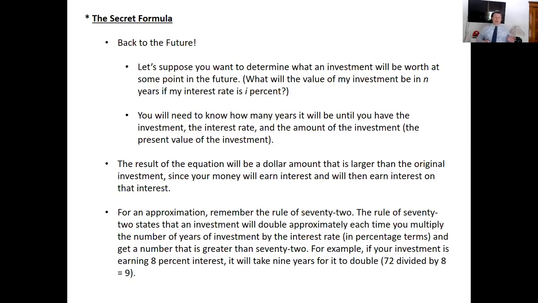So for an approximation, you should remember the rule of 72. And this is a great financial rule. The rule of 72 states that an investment will double approximately each time you multiply the number of years of investment by the interest rate in percentage terms and get a number that is close to 72. For example, if your investment is earning 8% interest, it will take 9 years for it to double. 8 times 9 is 72. So that's a very simple mathematical way of trying to gauge how much money I will make into the future. It's not precise, but you'll be within a few dollars most of the time.